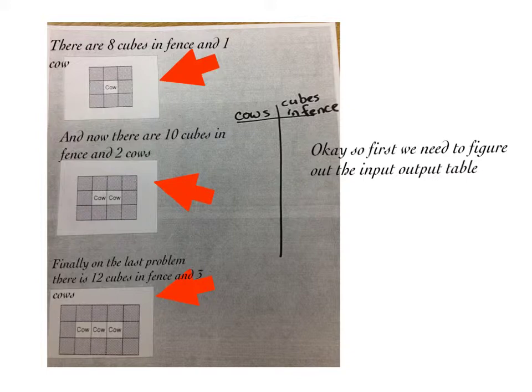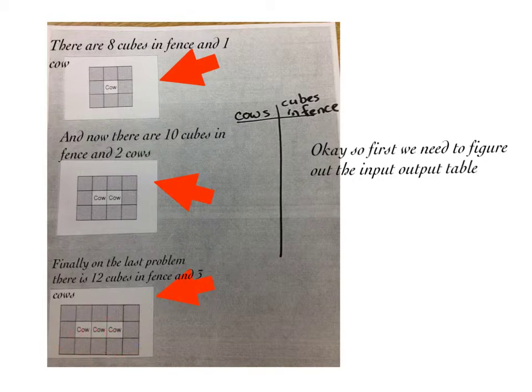In the first question, right here, there are 8 cubes and a fence and 1 cow. So 1 cow and 8 cubes. Now for the second one, there are 10 cubes and a fence and 2 cows. And for the third one, there are 12 cubes and a fence and 3 cows.